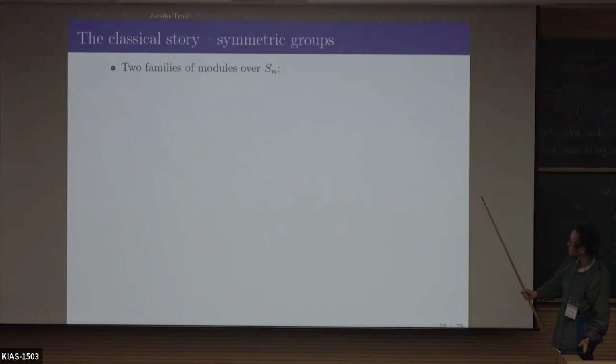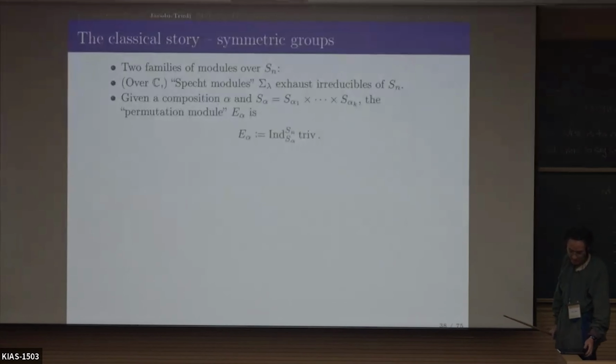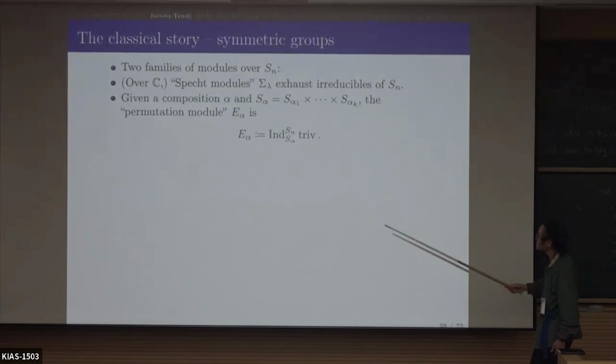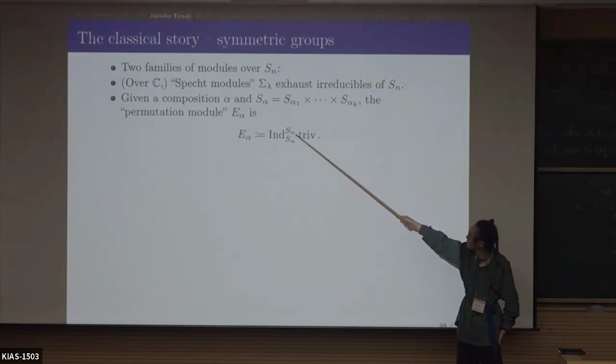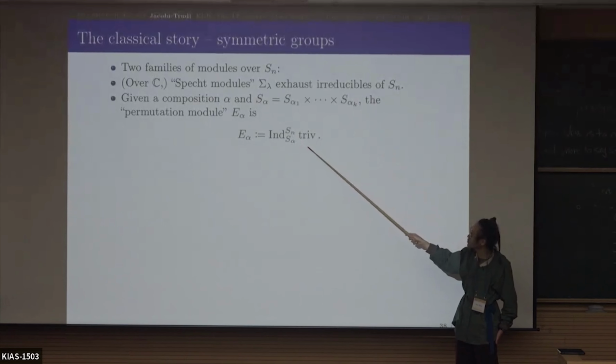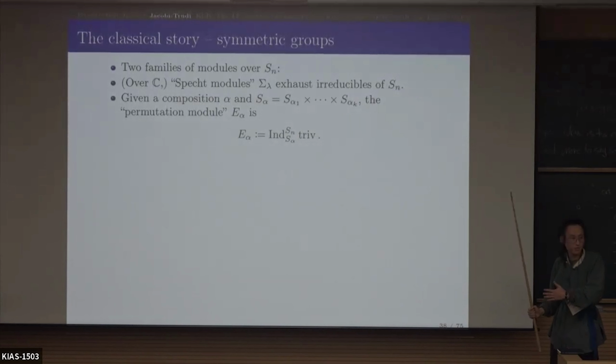So here's the corresponding classical story on the other side, on the symmetric group side. You have families of modules. On the one hand, you have the Specht modules, which tell you all the irreducibles of the symmetric group. This corresponds to the Schur functions. And on the other hand, if you were given some parabolic subgroup, you can consider the induction from that parabolic subgroup up to all of the symmetric group of the trivial module. This is called the permutation module. And this corresponds to the complete homogeneous function.